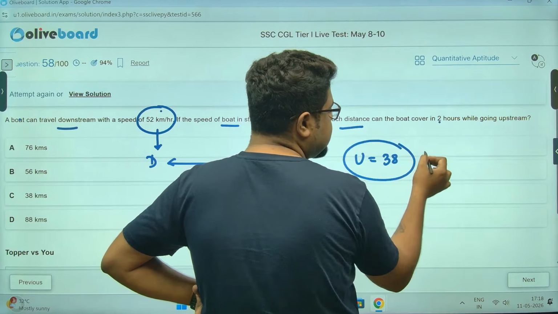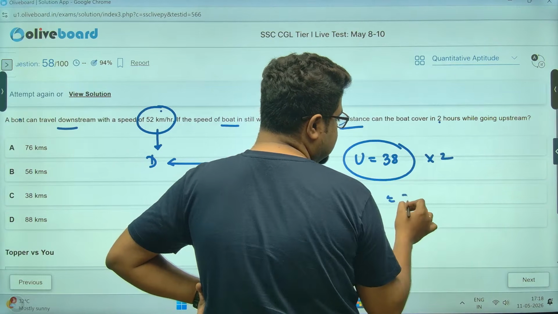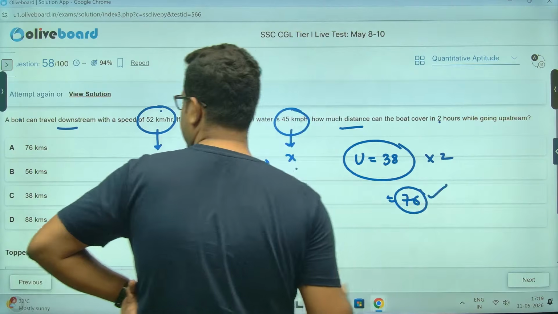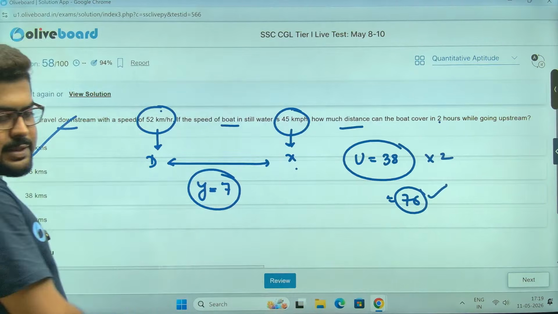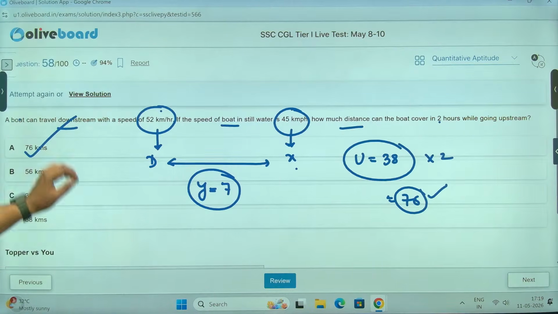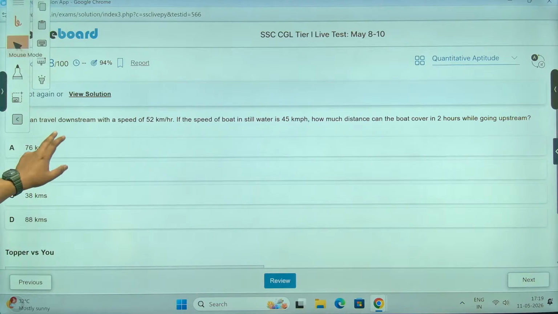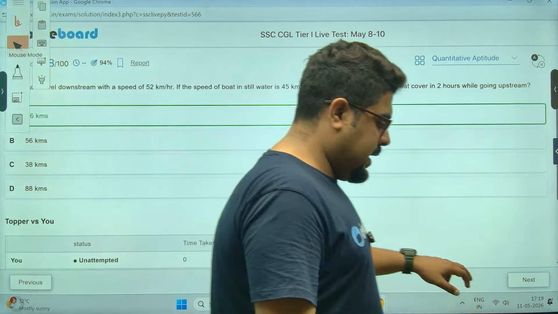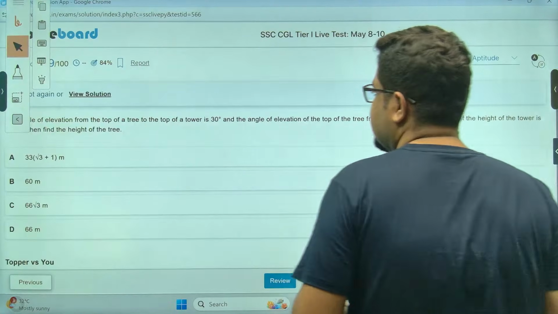How much distance will it cover in 2 hours? Sir, 76 kilometers, option number A, sir. Again, you do not need more than 20 seconds.